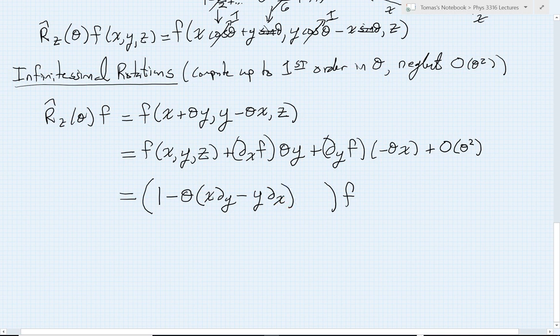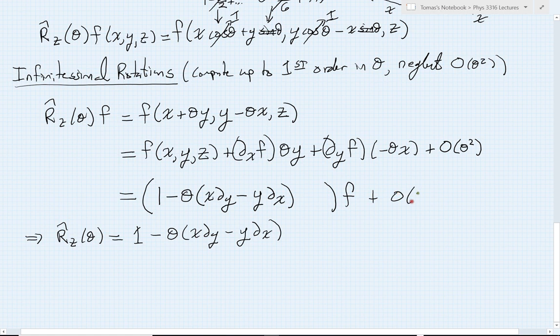So then I have a nice expression for this rotation operator. Apparently it's the identity operator minus theta times this interesting combination, x times d by dy minus y times d by dx. And of course, all of this is always plus higher order terms that we're not considering at the moment that are negligible when theta is very small.